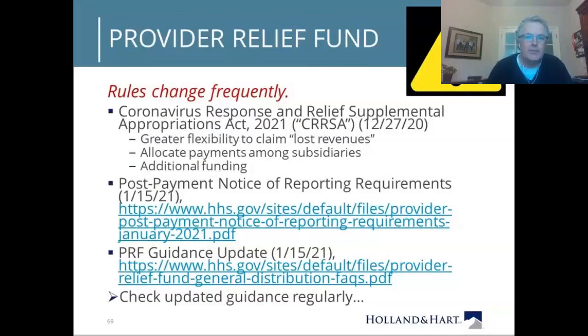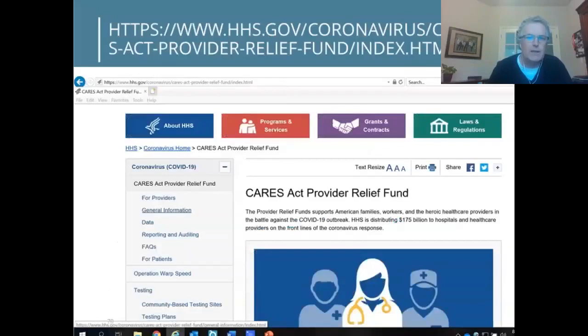Most recently, the coronavirus stimulus package that came out in December modified the rules for the use of the Provider Relief Fund, or specifically what you can claim in your reporting for the use of that fund. That came out at the end of December. Just a couple of days ago, on January 15th, the HHS published new guidance concerning the PRF fund. That's available on the government's website.